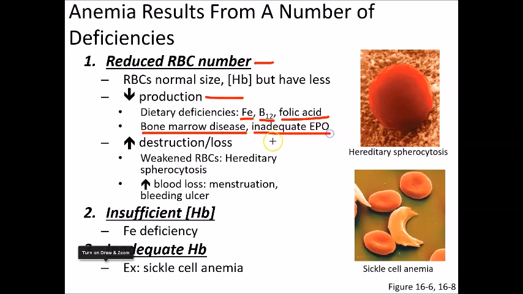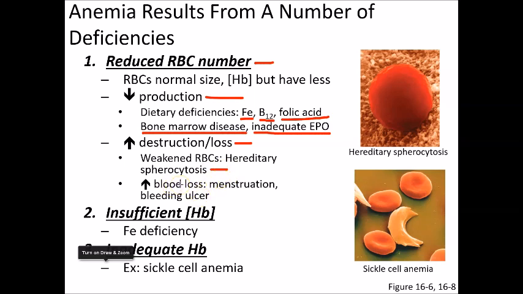Or it could be you have inadequate production of erythropoietin. Maybe the cells that make EPO in your kidney aren't functioning. So we could have a decreased production. Most people lose sight of the other side of this, but it could be you become anemic because you have an increased destruction or loss of red blood cells. There is a disease called hereditary spherocytosis, which means you have weakened red blood cells, which get destroyed easier.